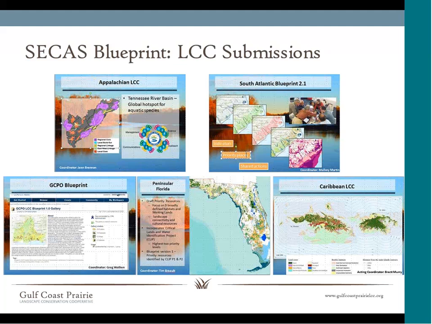Like I said, 5 other LCCs in the Southeast are committed to submitting a conservation blueprint to the CCAS for fall release. So the Appalachian LCC, Gulf Coastal Plains and Ozarks, South Atlantic, Peninsular Florida, and Caribbean LCCs all have their own independent planning and design efforts underway. Some are very much more sophisticated than we are in the Gulf Coast Prairie. And so it spans a continuum of sophistication and timeline. Some of these designs have gone back several years and had much more significant involvement from partners.